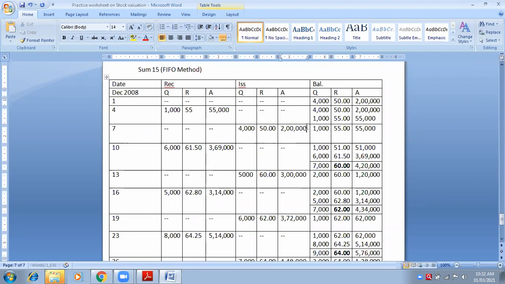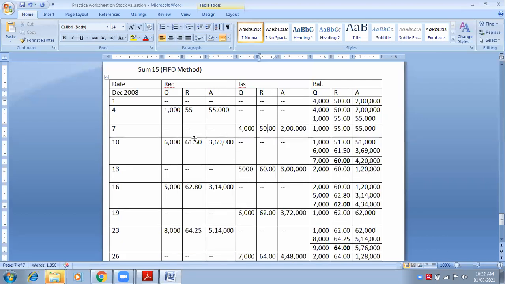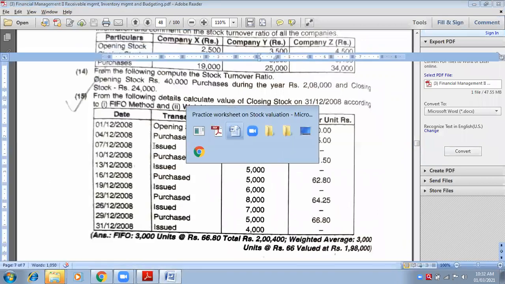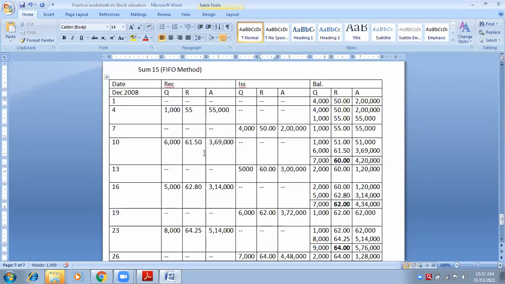Just a minute. Okay. Now next date is 10th date. 6,000 units at the rate 61.50 purchased. So 3,69,000 is the correct answer. Write 6,000, 61.50, 3,69,000 in the receipt column.